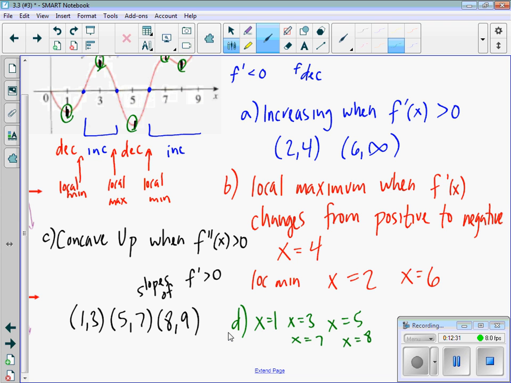Questions at all on that? Okay, so the AP test, they really like to switch it up. Sometimes they give you the graph of the original function, sometimes they give you the graph of the derivative, and sometimes they give you the graph of the second derivative, and then they expect you to pull different values off of that. So I think 7's in your homework.